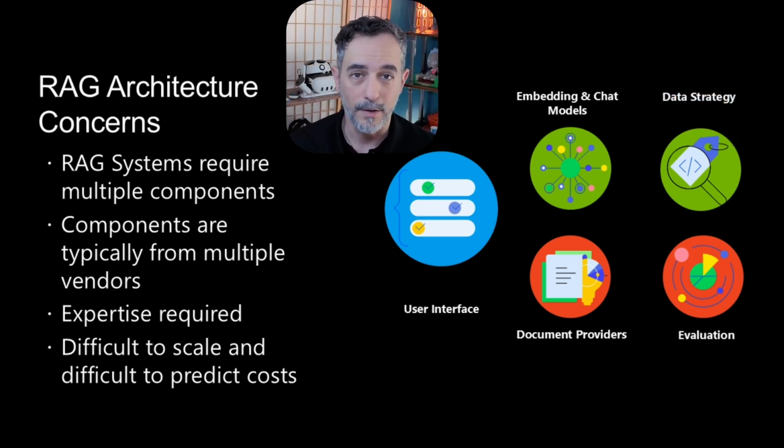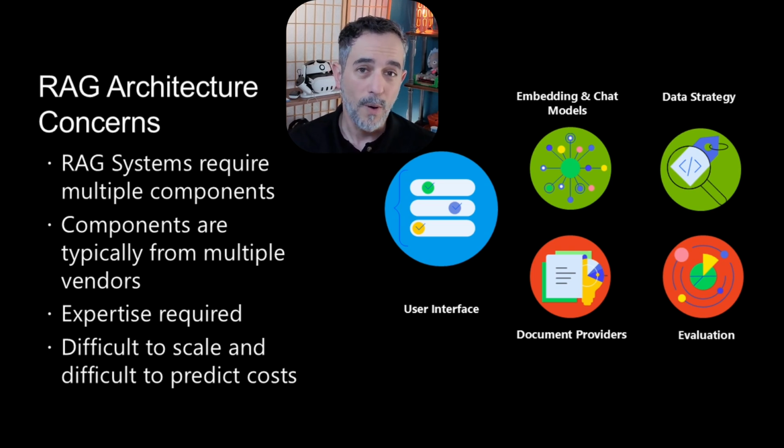An end-to-end RAG architecture is actually pretty complex. It requires multiple system components that are often sourced from multiple vendors. For example, you'll need a user interface, embedding and chat models, a data strategy, and document providers for all of the documents I talked about, whether it's PDF, Office files, video, images, etc. You'll need a provider to translate those types of documents into text so they can be embedded into the vector database. And then, of course, you'll want to evaluate the quality of the data coming in and out of your RAG system.